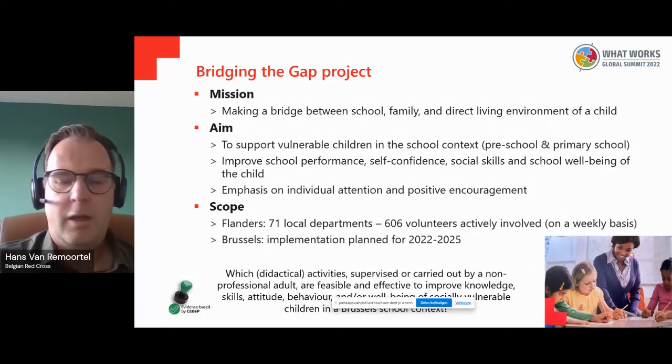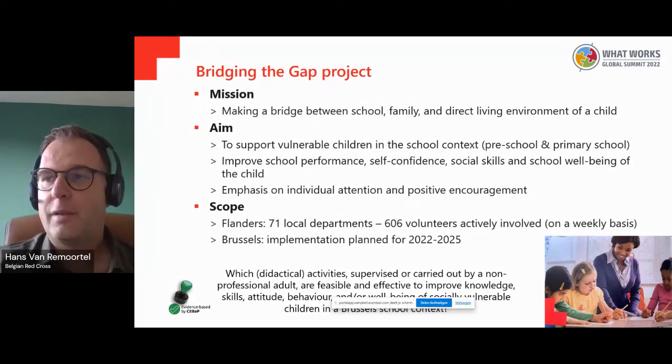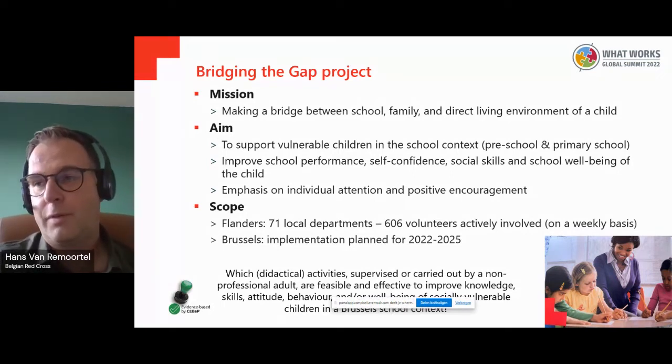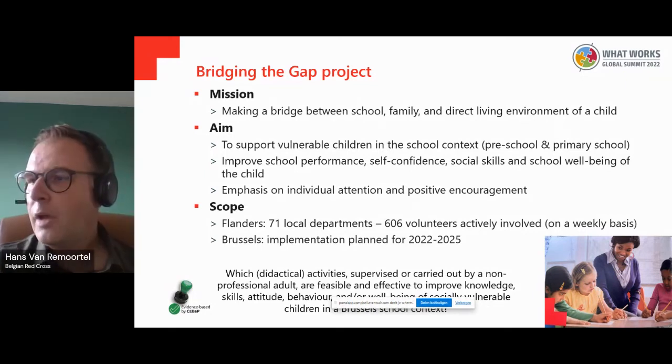Now, the central research question to scientifically underpin this project was the following: which didactical activities, supervised or carried out by a non-professional adult, are feasible and effective to improve knowledge, skills, attitude, behavior, and/or well-being of socially vulnerable children in a Brussels school context?